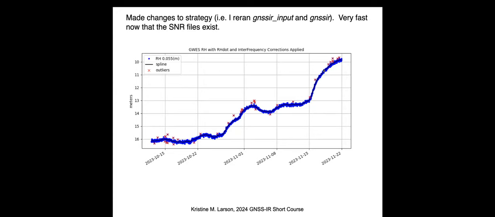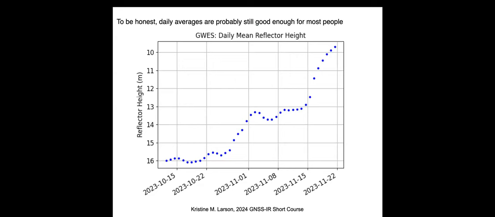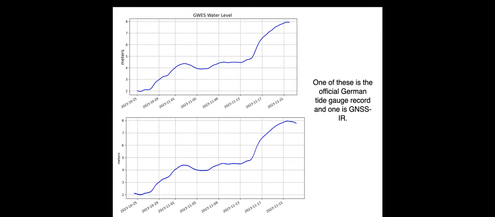And the RMS here is 5 centimeters, which is what Simon was saying is about the best you can do, or I can do. I just throw this out here. One of these is the official water level measurement. One is from GNSS-IR. They're effectively the same with a 5 centimeter RMS. To be honest, if you're just looking for the long-term behavior, you can just use the daily averages. But again, if you wanted to contribute to near real-time measurements of water level, you can use the code as is. It's good enough to do that. So I will stop there.